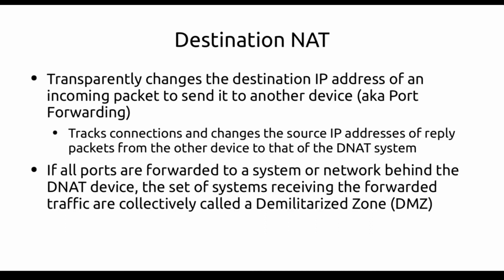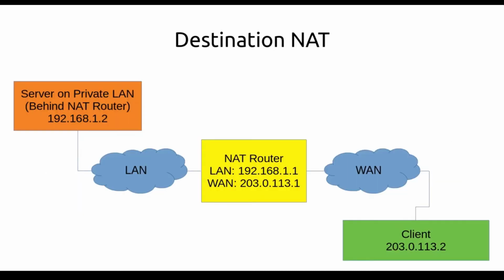Now, many SOHO type routers do source NAT. They also do destination NAT if you turn that feature on. So let's look at how destination NAT works. We have exactly the same setup here. So we have our server now, which I've colored in orange, is behind the NAT router, and it has that private address, the 192.168.1.2.